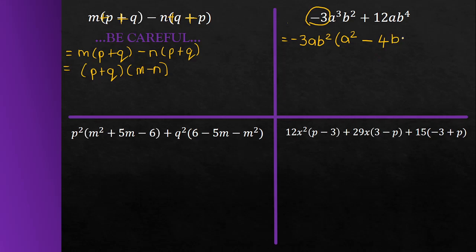4b squared, and isn't that a difference of squares? So we can go further. a minus 2b, a plus 2b.